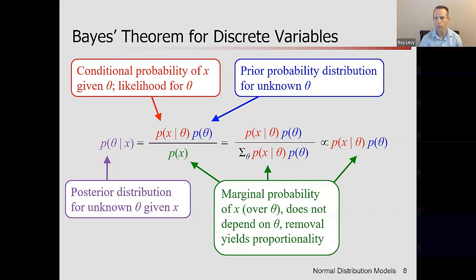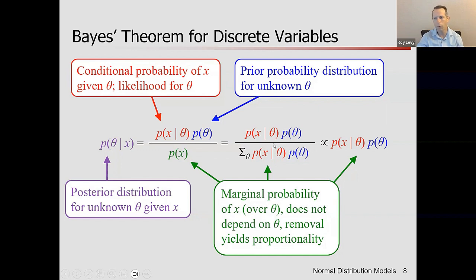is the conditional probability of the data x given the parameter theta. The term in blue is the prior for the theta. The term in the denominator is the marginal probability for the data. We could think about expanding that marginal probability in terms of the sum over all possible numerators.